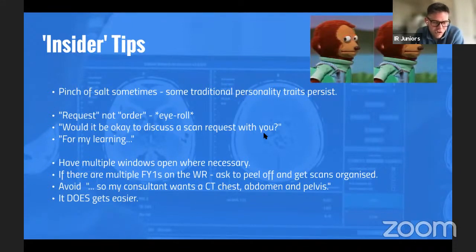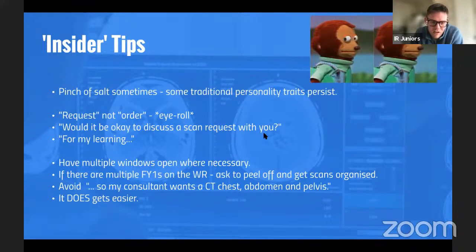And really, this is the one that bugs me: when you start a discussion about a scan with, my consultant wants a CT scan or whatever, you're now part of the clinical team, obviously. The best interest of the patient is your priority as well. So you need to understand why this CT is required, and you have to get behind the request as well.